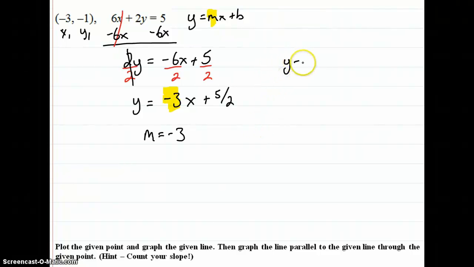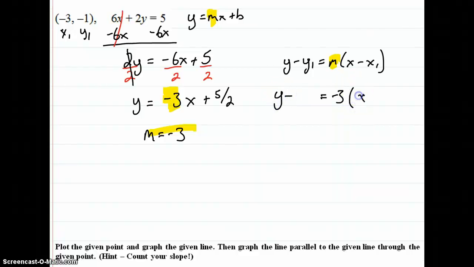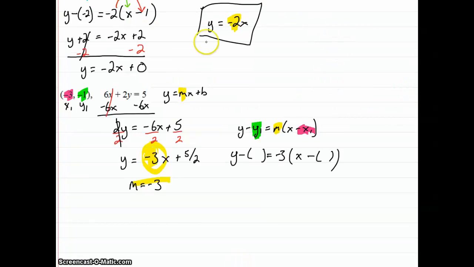So always write your point-slope formula when you use it. y minus y1 equals m times x minus x1. The reason I write it every time is because it helps me memorize it. And so we already know that this is negative 3, so we can put that there. It's going to be y minus, x minus. And it's sometimes a good idea to go ahead and put open parentheses here that we're going to replace with those.